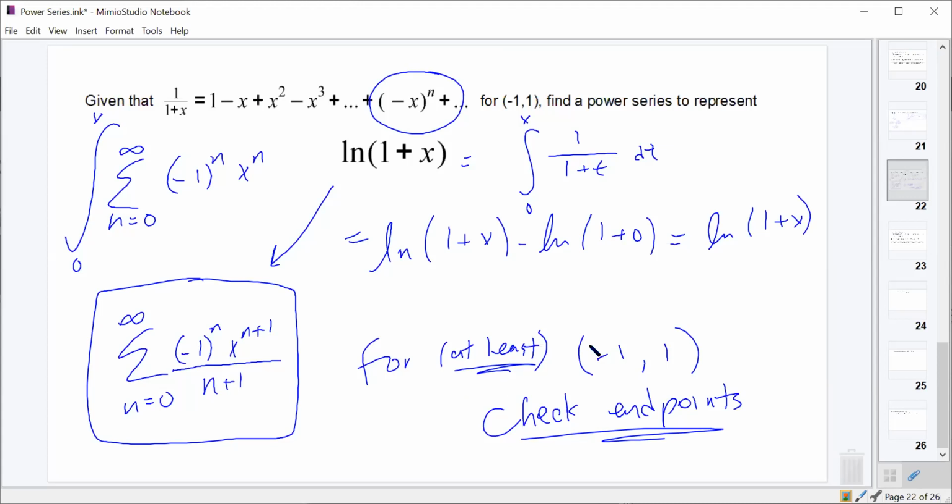So let's think about this. One way we could check the endpoints is by just plugging in negative 1 and 1 in here. So if I plug in negative 1 to natural log of 1 plus x, that's the natural log of 0. Does that exist?